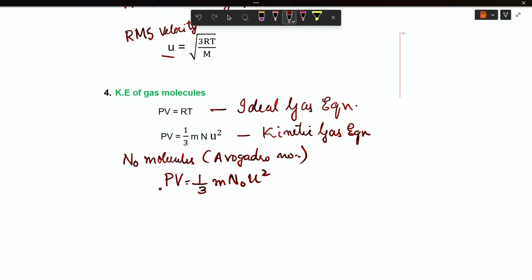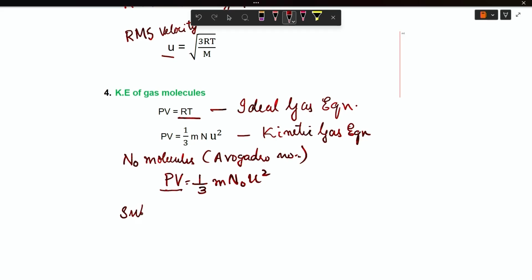Now, as we have done in the previous case, I am going to substitute for PV as RT from the ideal gas equation. So, substituting, that is we are going to substitute PV as RT. So, RT equals 1 by 3 m N0 u square.